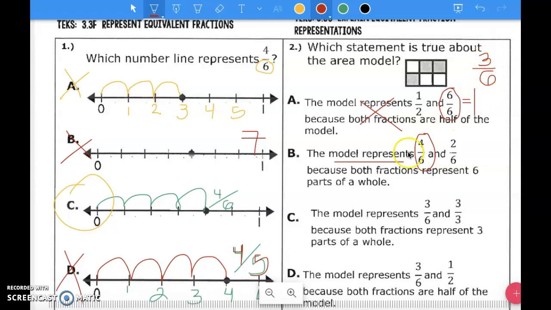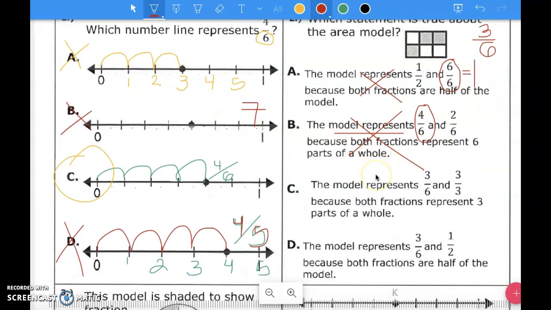The model represents four sixths. Is it four sixths? No. I don't even need to continue. The model represents three sixths, yes, and three thirds, because both fractions represent three parts of a whole. No, because three thirds, again, it's the whole rectangle. And the whole rectangle is not shaded. It's like three slices of pizza of a pizza that was just divided into three parts. That's a whole pizza.